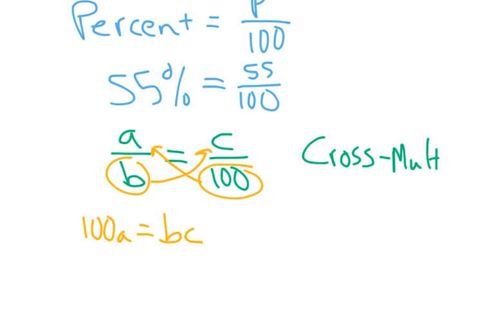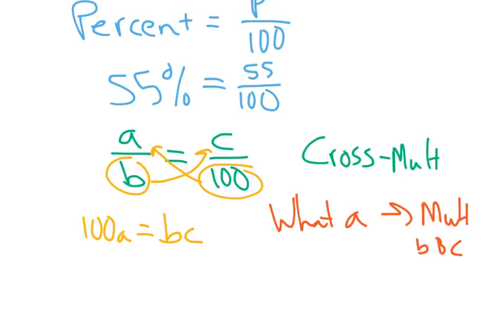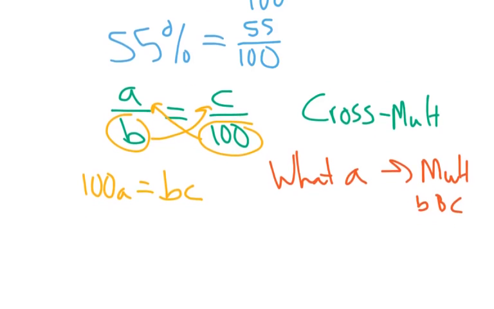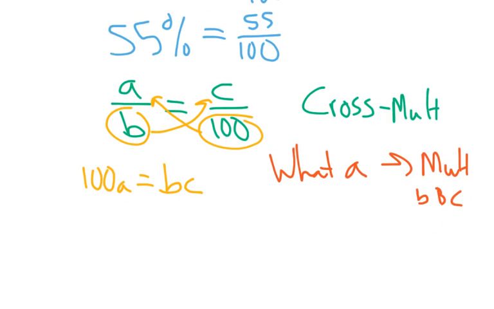Alright, so if we want A, what we're going to do is multiply B and C together. And then we'll divide by 100 or convert it to a percent from there. Now, if we want A, sorry about that. Try that again. Want A. We're going to multiply B and C.